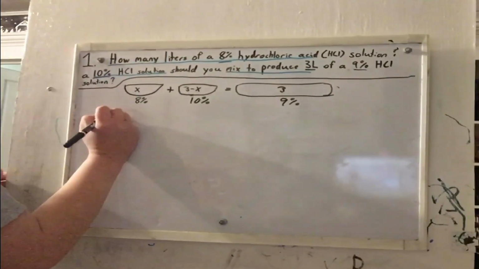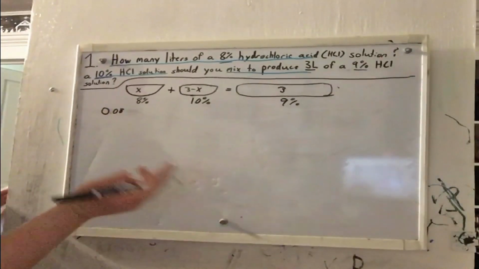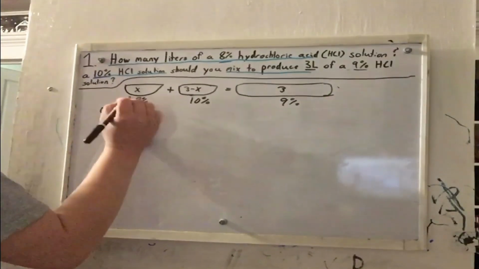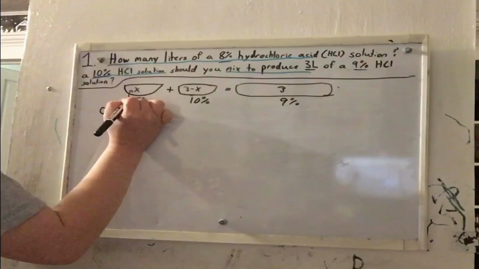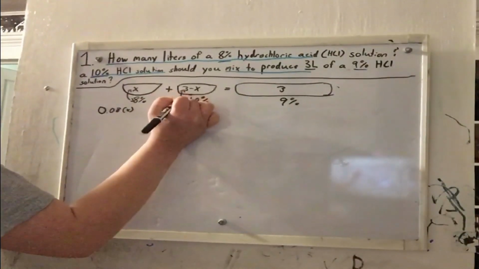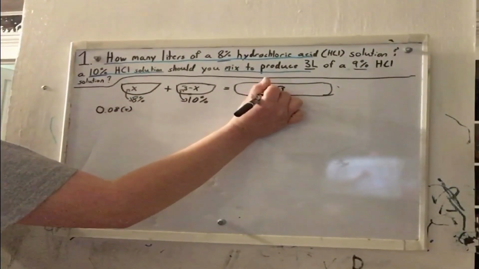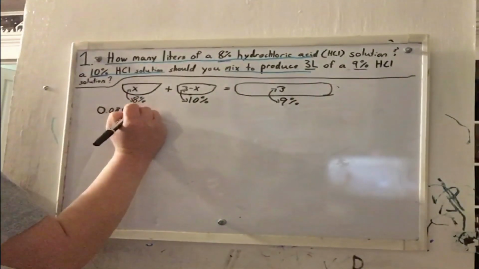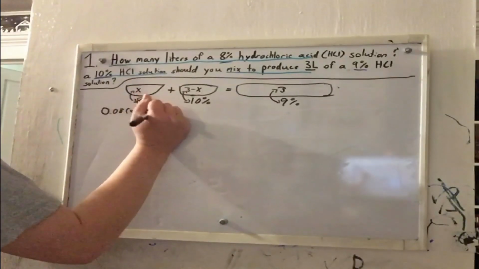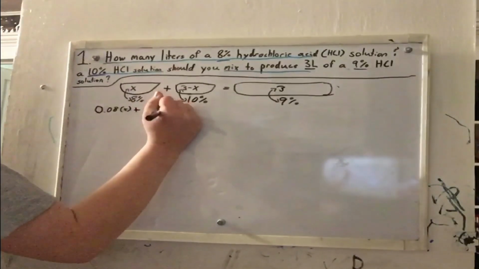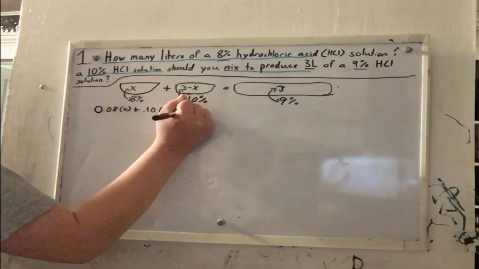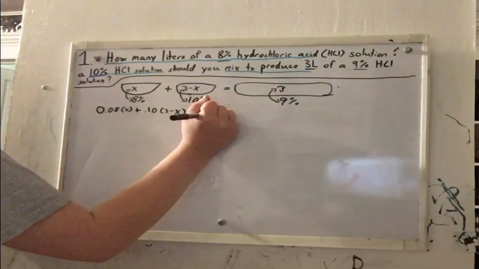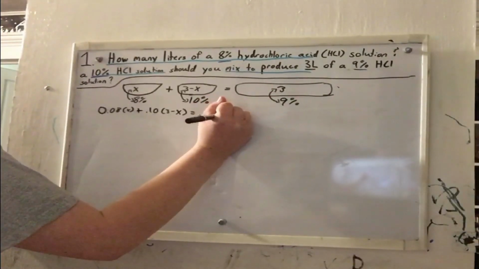We're going to put 0.08. You don't have to put the 0, I just like to. And then you're going to put times X, because all of these are going to multiply by each other. And then we're going to put plus 0.10 times 3 minus X is equal to 0.09 times 3.